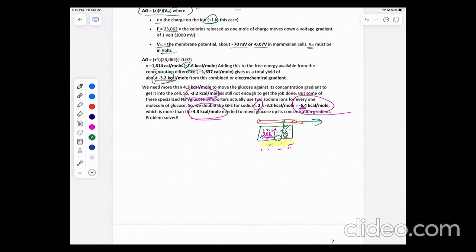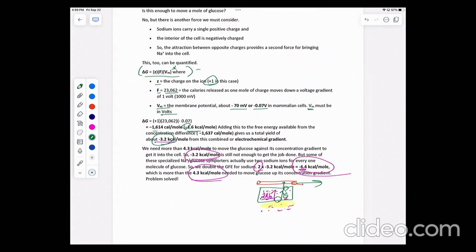So pretty clever system we have going on here. But again, it goes to my general point that there's no free lunch. If I am moving something against the concentration gradient, the energetics has to be there. And of course, we see here that it does.